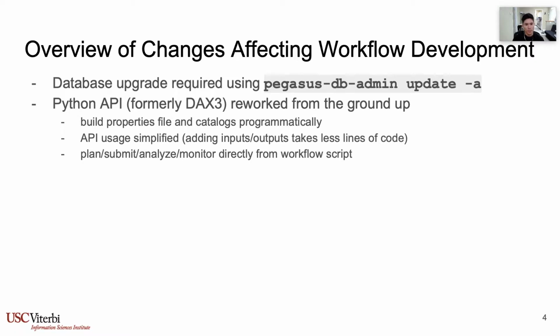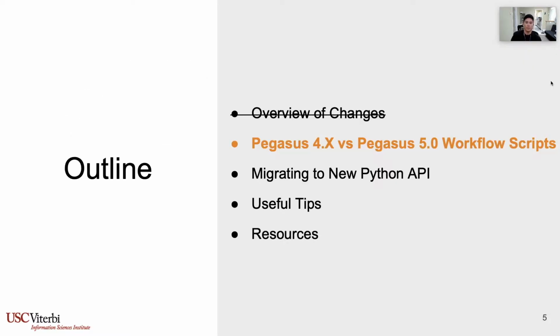You can build a properties file and all of the catalogs programmatically. Overall, the API usage has been simplified, so things like adding inputs or outputs take fewer lines of code, and just generating the workflow altogether is a little more intuitive. Also, you can plan, submit, analyze, and monitor directly from the workflow script. In our Python API, we provide wrappers to all of the Pegasus command line tools that you're used to using.